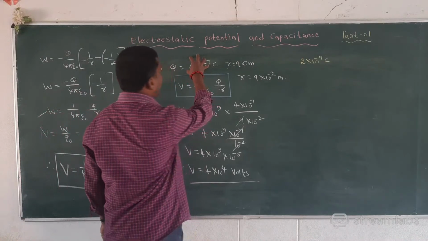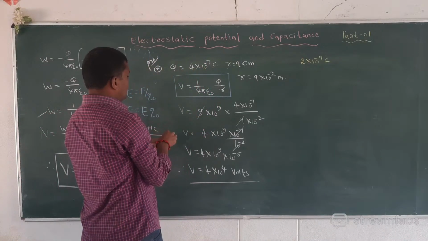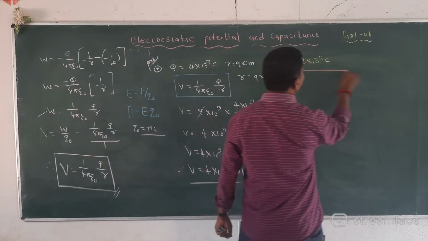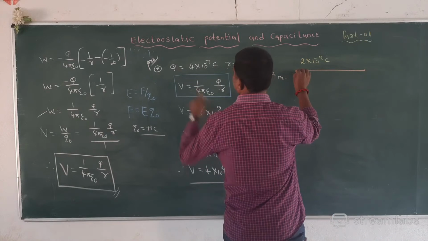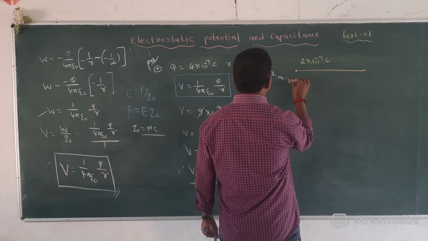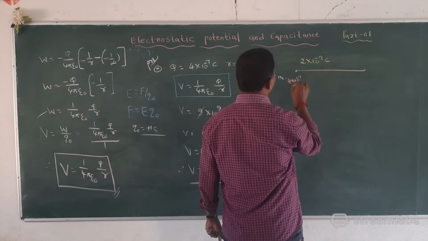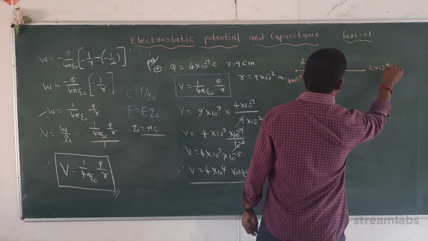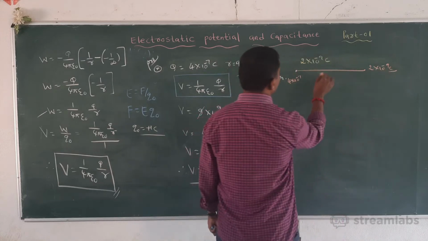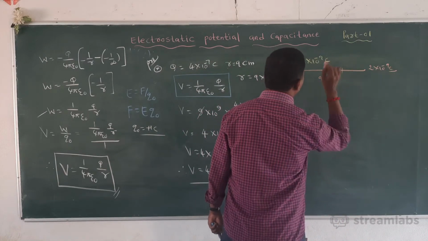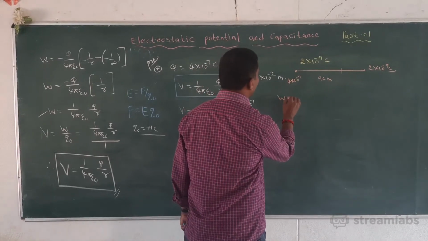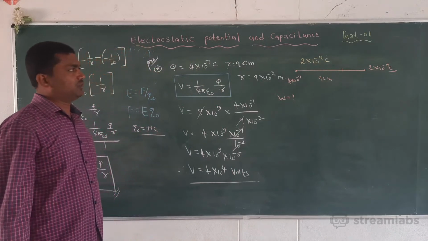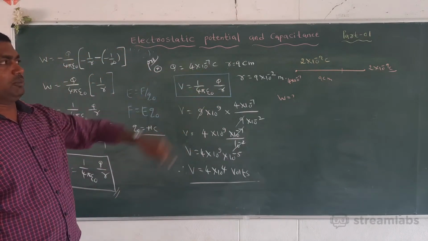What is this here? A point charge. When you observe this diagram, this is the point charge. The point charge will be 4 into 10⁻⁷, and you can take the 2 into 10⁻⁹ coulomb. The distance to point P is 9 centimeter. Now we can calculate the work value with respect to the 2 into 10⁻⁹.